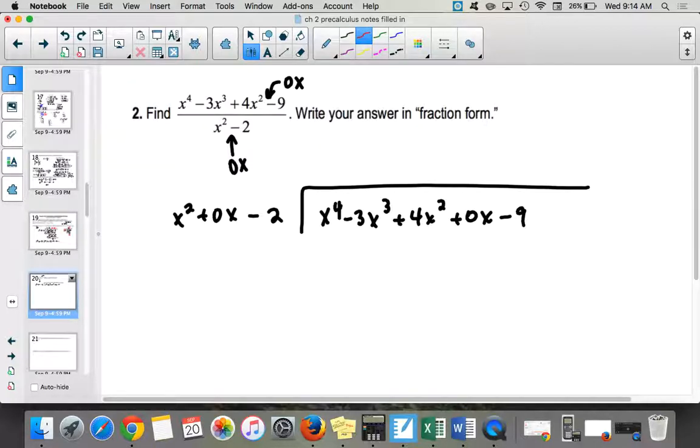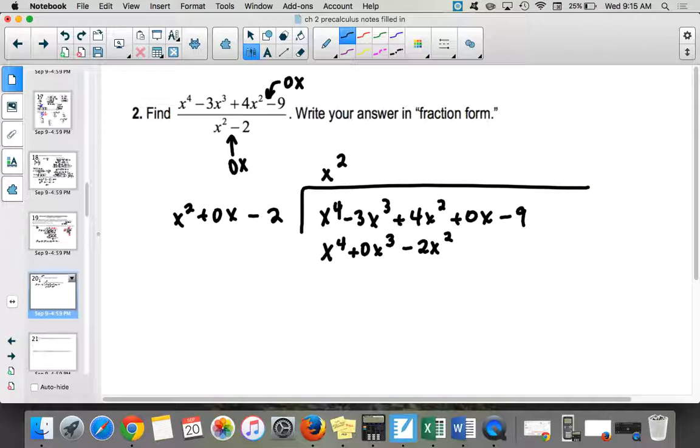So I'm going to take my x squared, and I'm going to say, what do I multiply x squared by in order to get x to the fourth? So I need an x squared. So I'm going to multiply through by x squared. I have x squared times x squared is x to the fourth. X squared times 0x is 0x cubed. And then x squared times negative 2 is negative 2x squared.